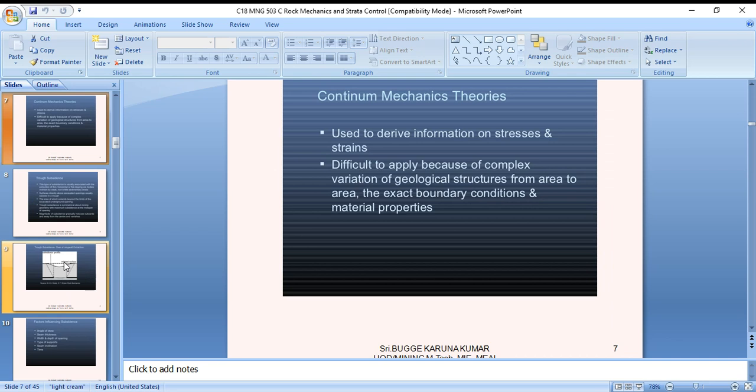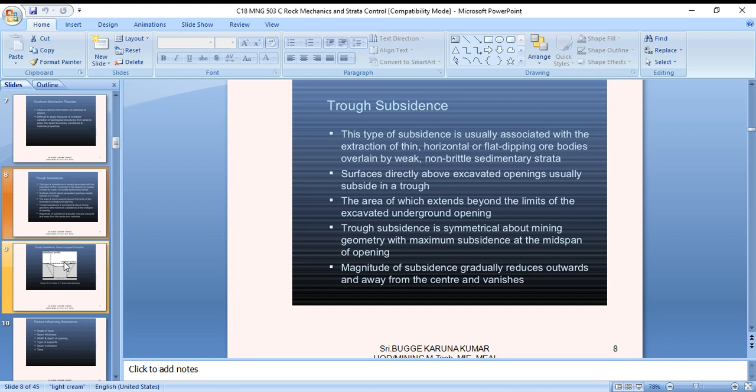So, continuum mechanics theory is used to derive information on the stress and strain, but it is difficult to apply because of the complex variation of geological structure from area to area, and the uncertain exact boundary conditions and material properties.